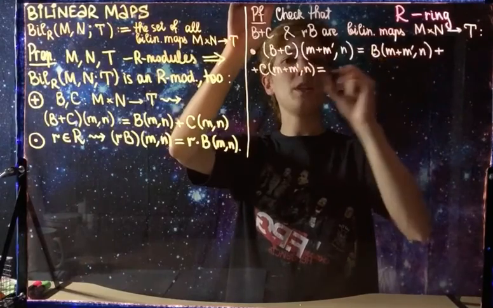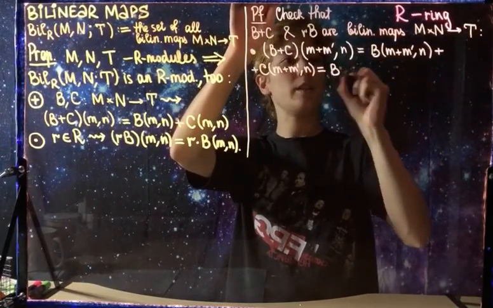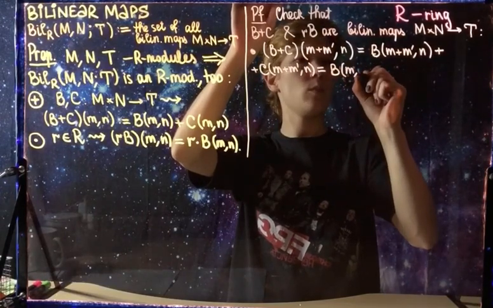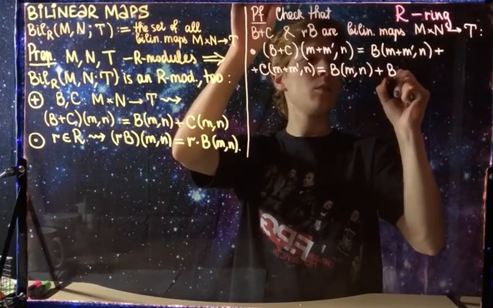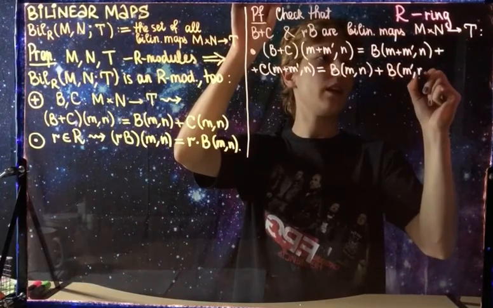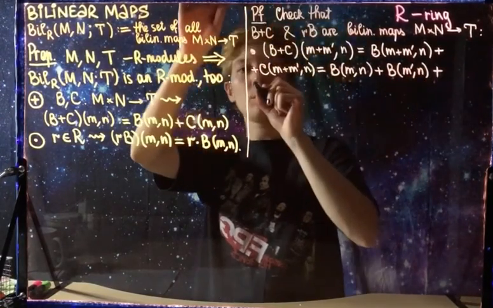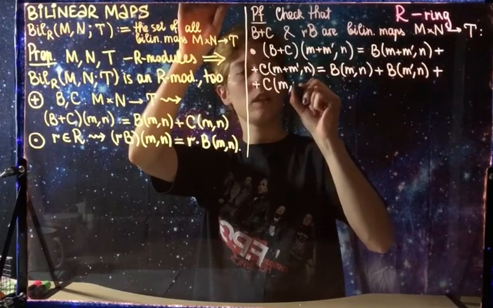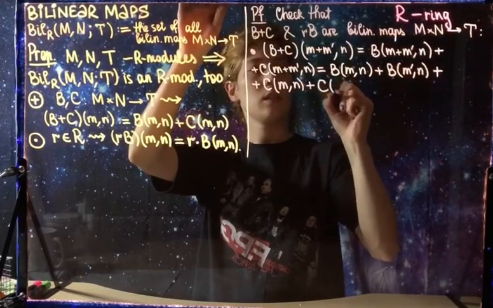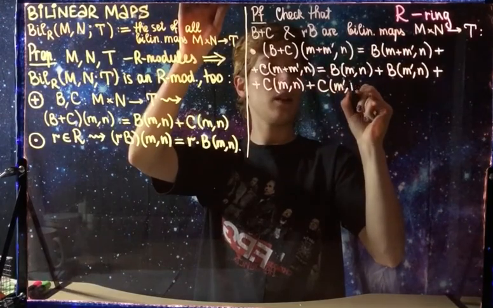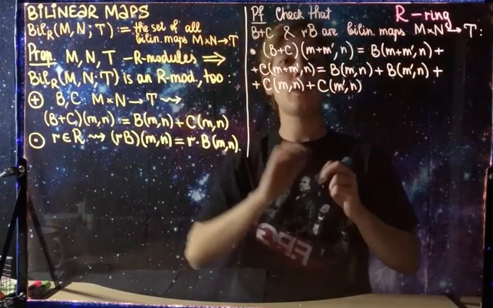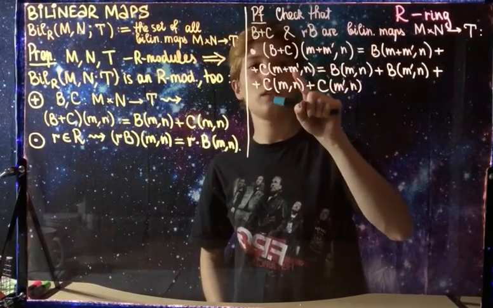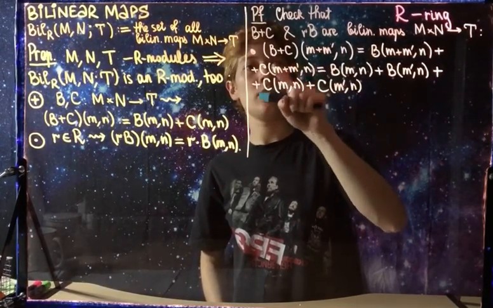And now because B and C are both bilinear, we can split this part into B of M comma N plus B of M prime comma N. And similar with C, we write it as C of M comma N plus C of M prime comma N, because we use the fact that if we fix N here, then C is linear in the first part.